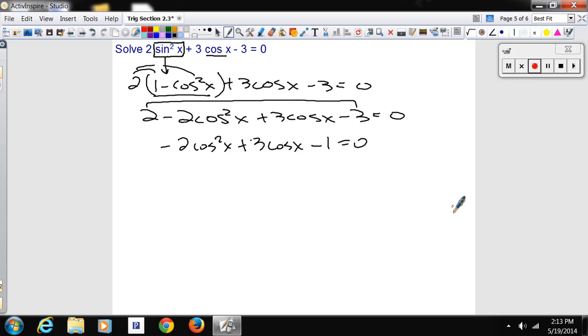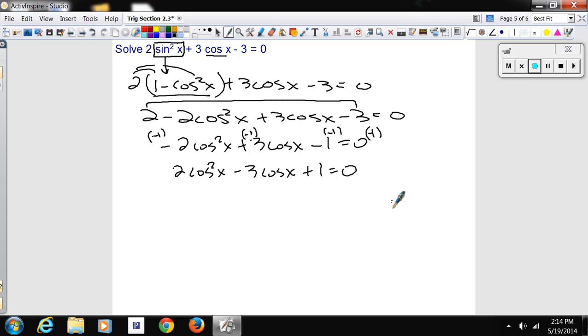We can't really factor that down unless the first term is positive. How do I get this first term positive? Multiply everything by negative 1. That's going to change all my signs. So I'm going to have a positive 2 cosine squared. I'm going to have a negative 3 cosines. A positive 1 equals 0. Could we factor that one down?